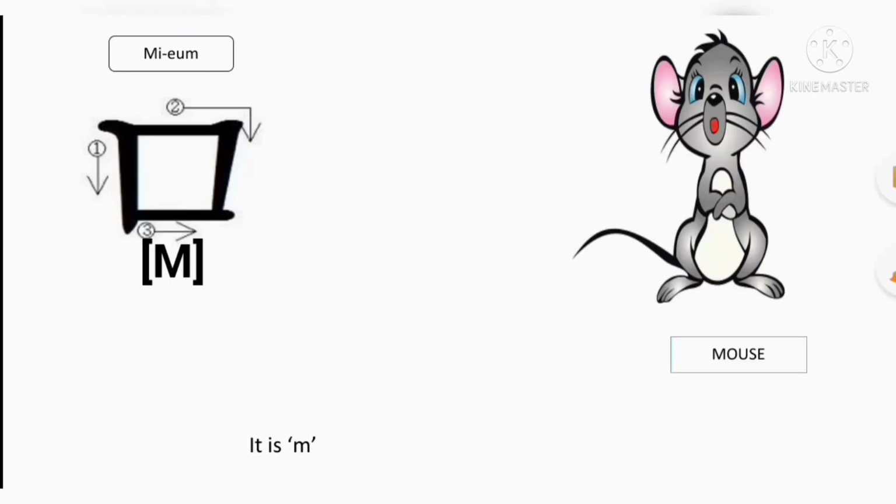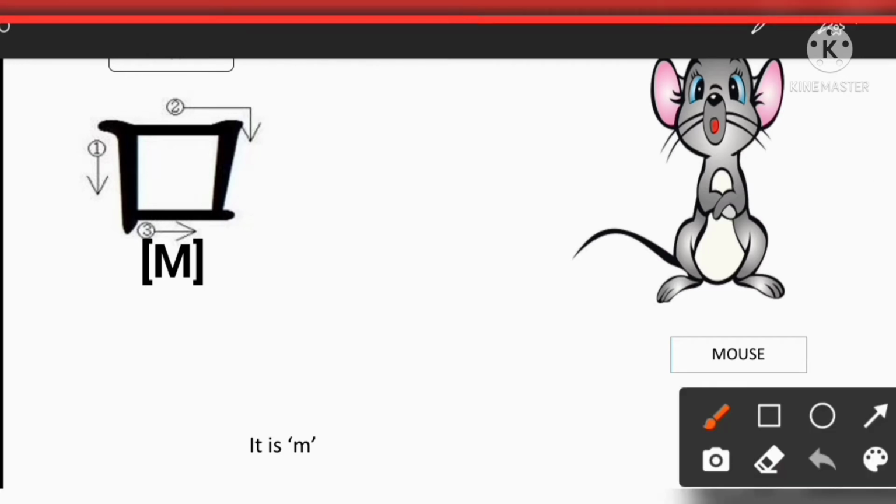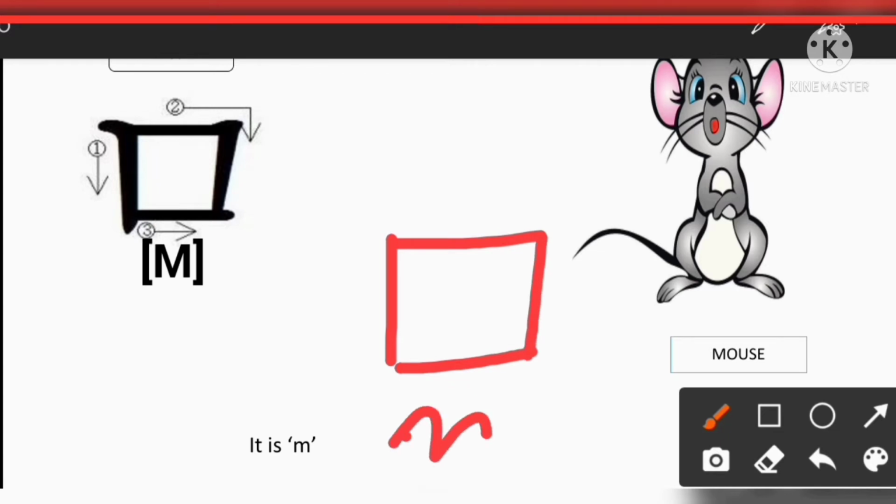This is Mieum, and it is M. Example, we can have it like mouse. This is M. It will be like 1, 2, 3 and 4. This is M.